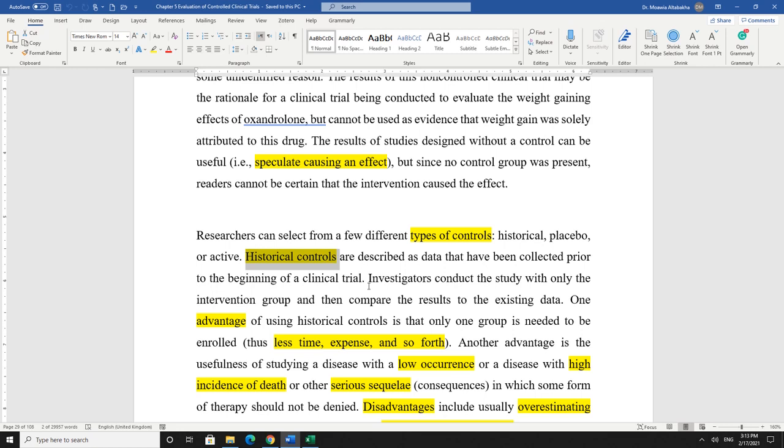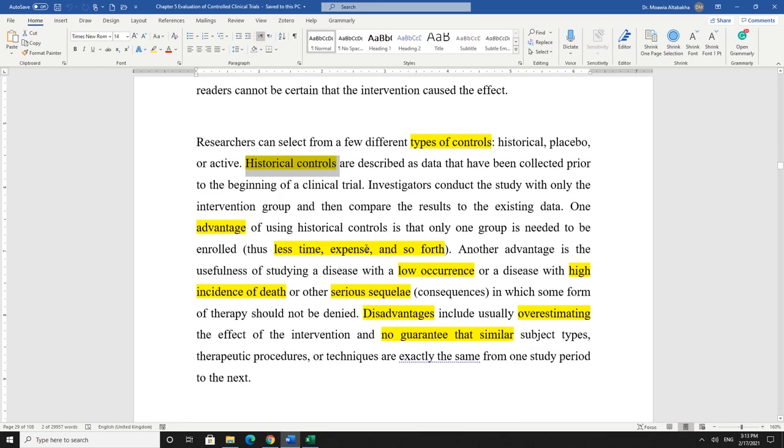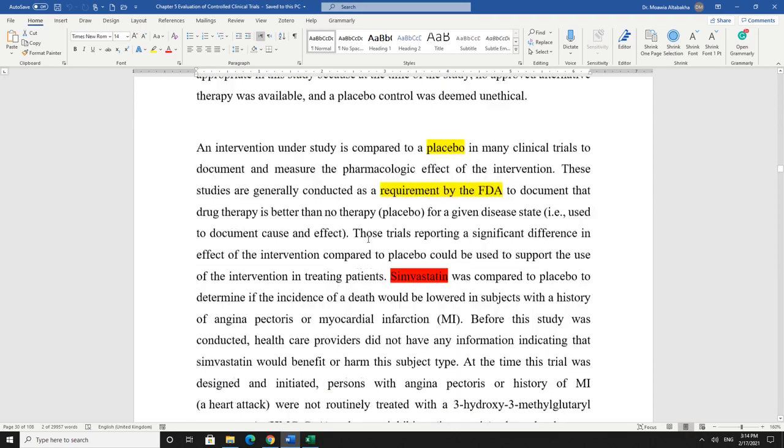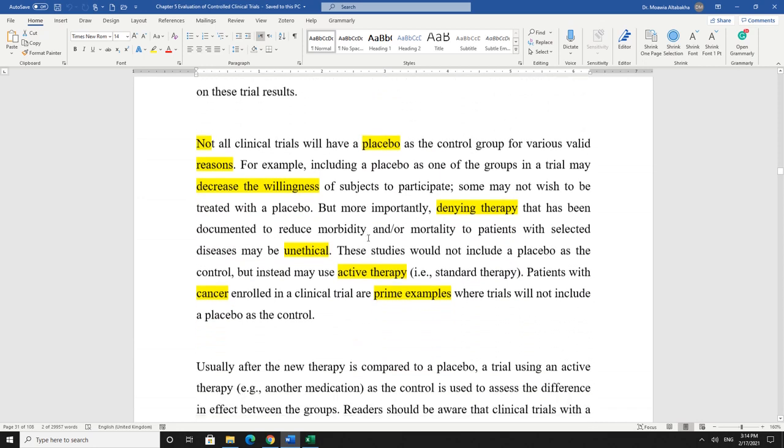Of course, there are disadvantages, and these disadvantages include that there is no guarantee that there are similarities between the subjects you recruited and the subjects that you took data from historically. Also, usually the results are overestimating the effect of intervention. فإذا it can be acceptable, yes, but you have to be careful about that.